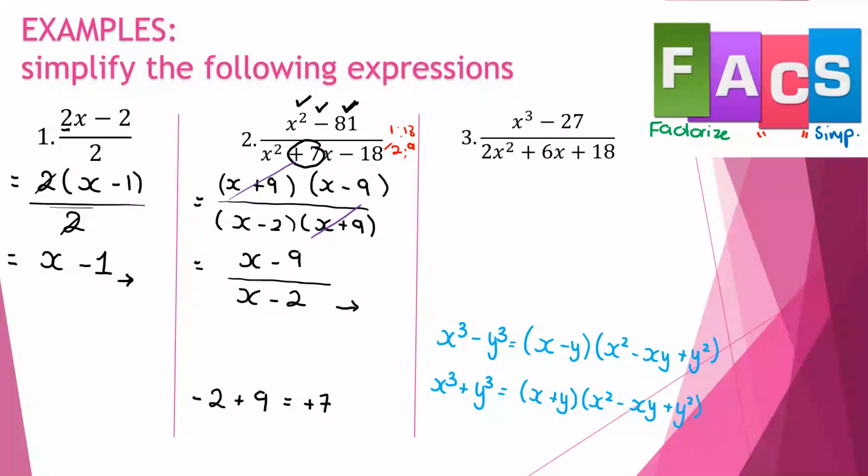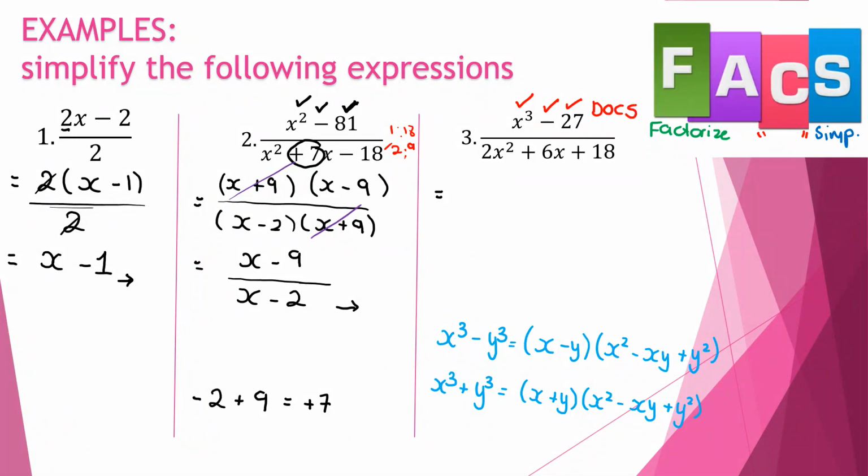Moving right along, again we factorize, then we cancel, and then we simplify. If we look at example 3, in our numerator we have two terms, which might lead you to think that this is a difference of two squares, but it is not, because 27 is not a perfect square, and neither is x exponent 3. So this could possibly be a difference of cubes. We just need to make sure that all our boxes are ticked. So I got a cube, subtraction, and another cube number. And so this is a difference of cubes.